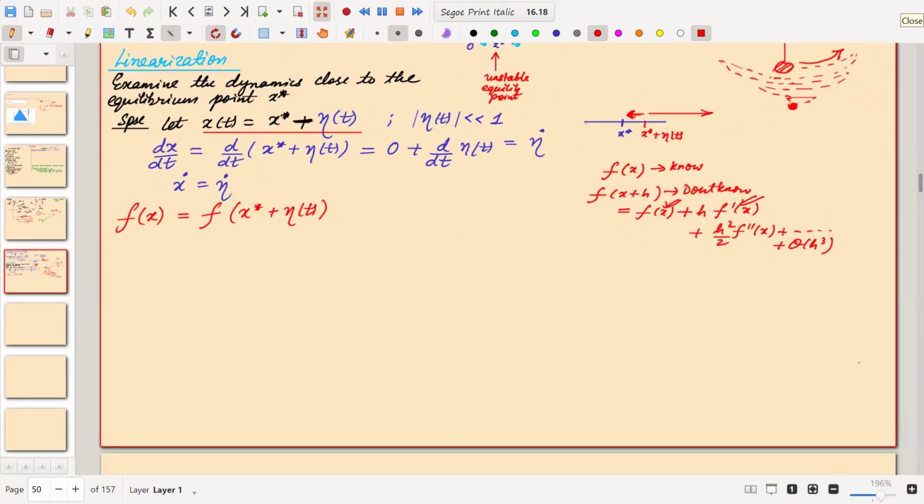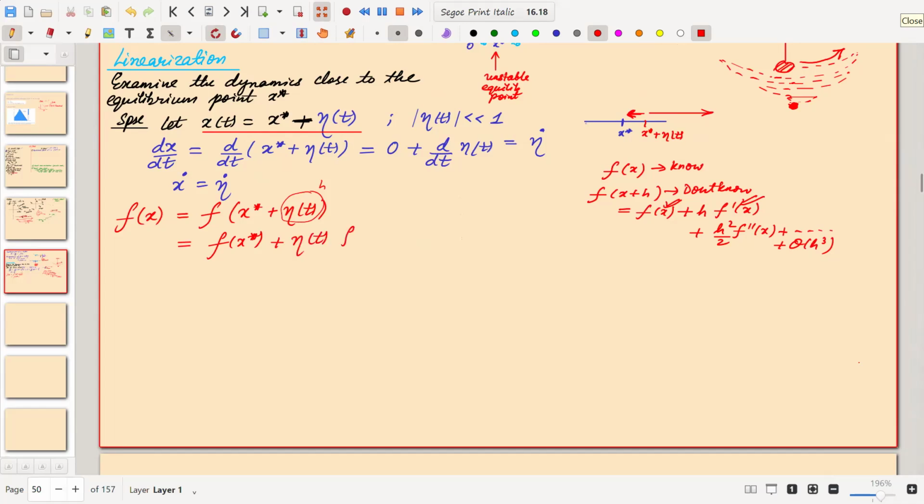So the same thing we'll be doing here: apply Taylor series. You can just think of this as h, right? So if you Taylor series expand, this will be h, so eta t times the derivative at x star, plus order of eta square. Does it matter? That's my question. You understood order of eta square, right? Now, does order of eta square matter? I'd say it will not matter.